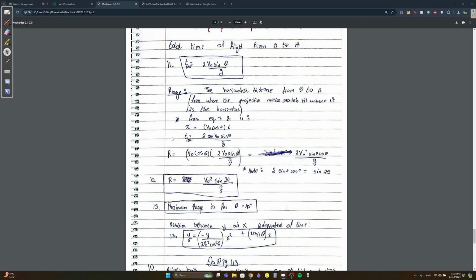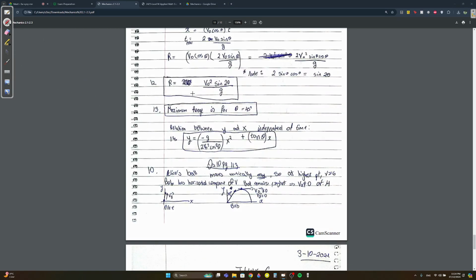And then you have an equation that's the time independent equation. The relation between y and x, which is time independent, is y equals minus g over 2 v node squared cosine squared theta x squared plus tan theta x. This is important. They ask about this. The most important are the range, the height, and the time independent equation.